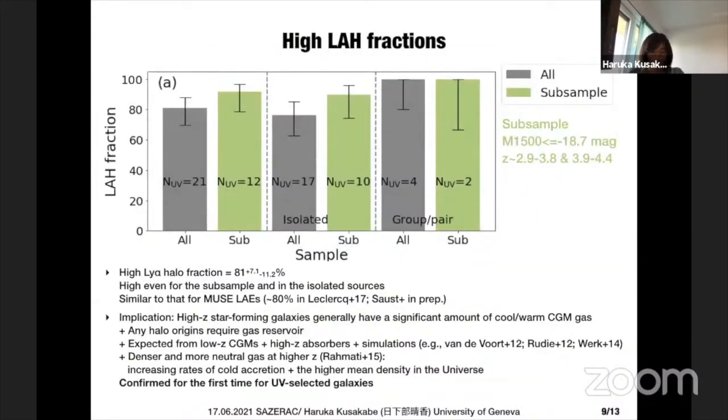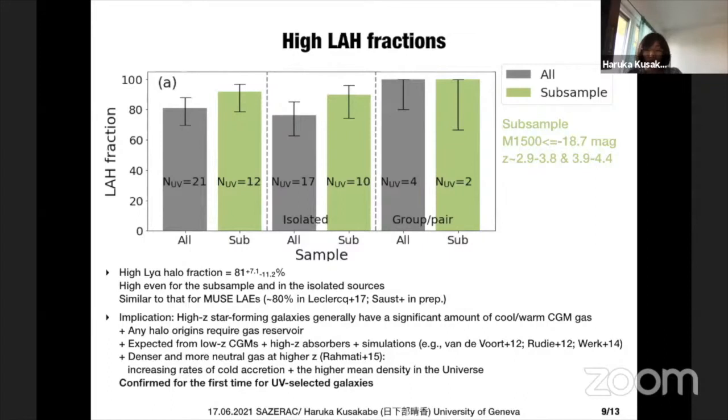And with all these sources, we calculated the Lyman alpha halo fraction at 80%, as shown by the left gray bar. The fraction remained high even when we derived it for the UV magnitude limited subsample, shown by green bars, or even when we limited sources to isolated galaxies, shown in the middle column. Those fractions are similar to that for MUSE Lyman alpha emitters in Leclerc et al. And the high fractions imply that high star-forming galaxies generally have a significant amount of cool or warm CGM gas reservoir.